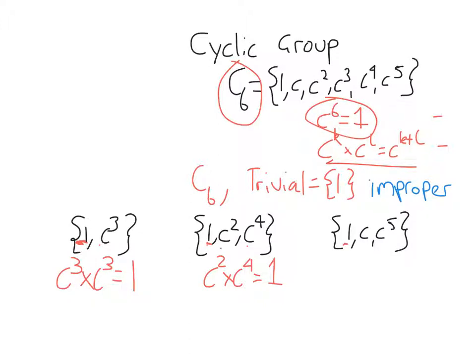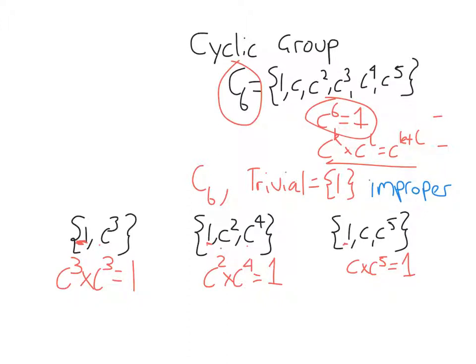And same in the third one. Each element has an inverse. c and c to the power of 5 are inverses because they multiply to 1. So that's great. So far we know that all 3 of these sets have the identity and inverses. The last thing we need to check is if they're closed. So the first one is clearly closed.